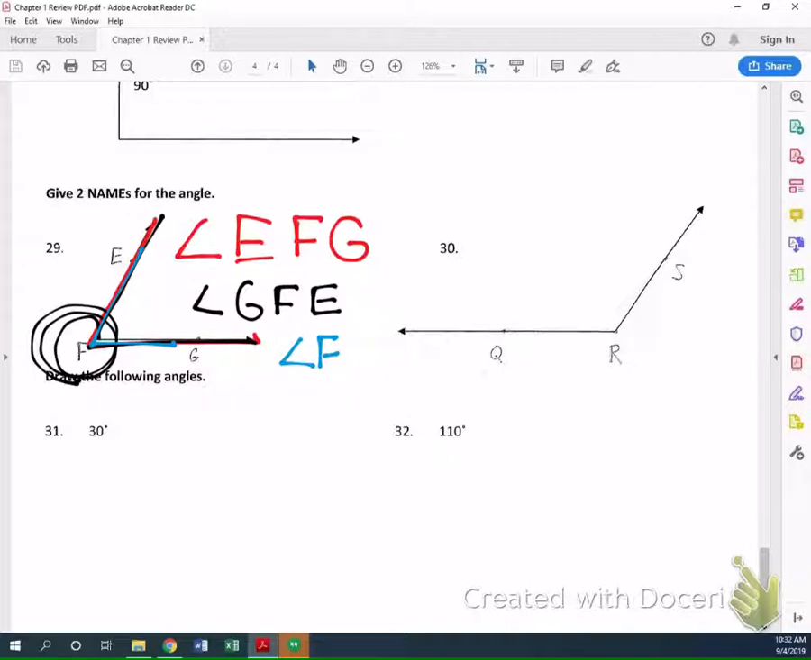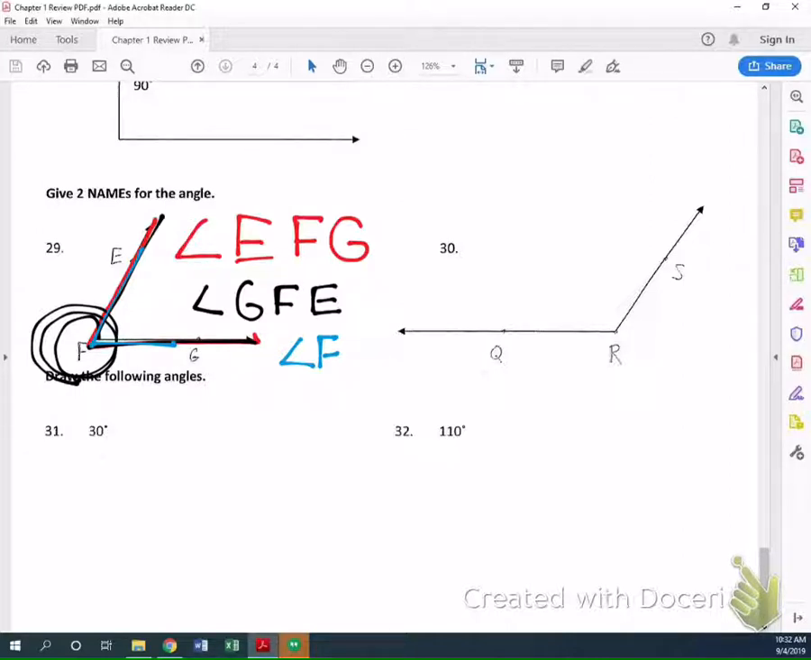Now, don't put acute. That's classifying. People were getting that confused last year. Naming it is using the letters. Classifying it is telling me what kind of angle it is. All right? It would be sad to miss those easy points because you're not understanding the directions. So if you get confused, just ask us.